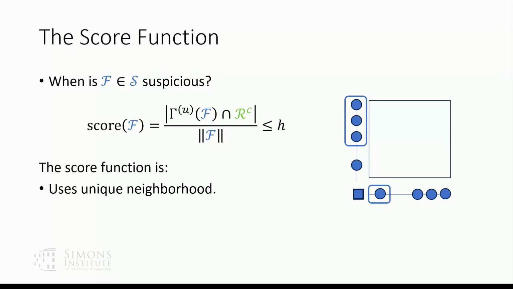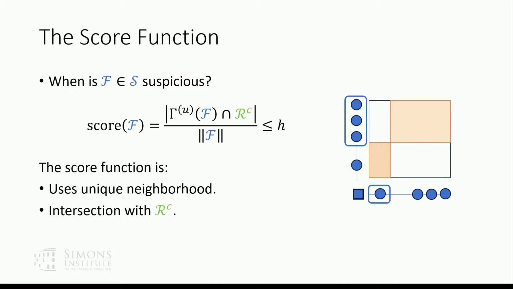The first thing we did was we are only looking at the unique neighborhood. And the reason for that is that non-unique neighborhood is in some sense less meaningful. Because if this, for example, was the real error, then the multi-neighborhood, these parity checks that are adjacent to two elements from the set, would have been satisfied. So these give less information, and we do not consider them in our score function.